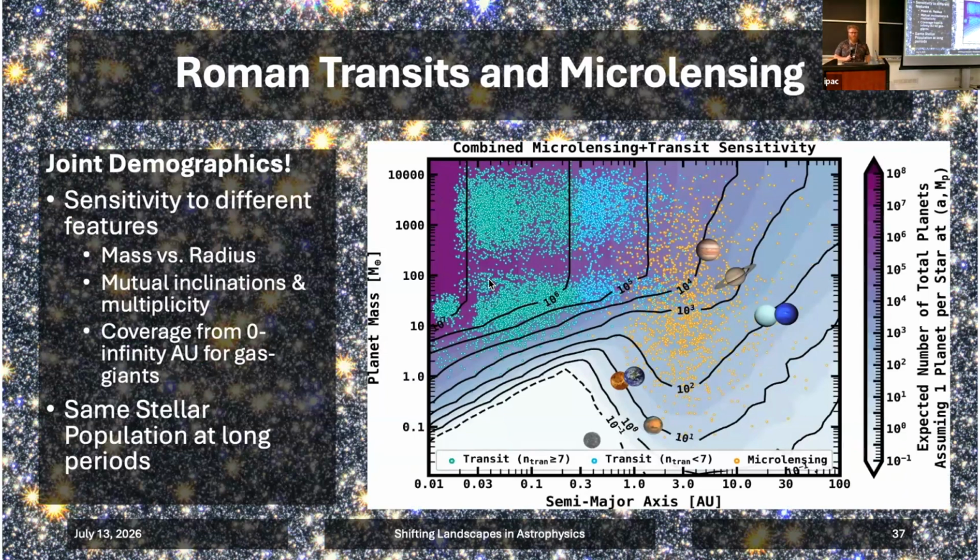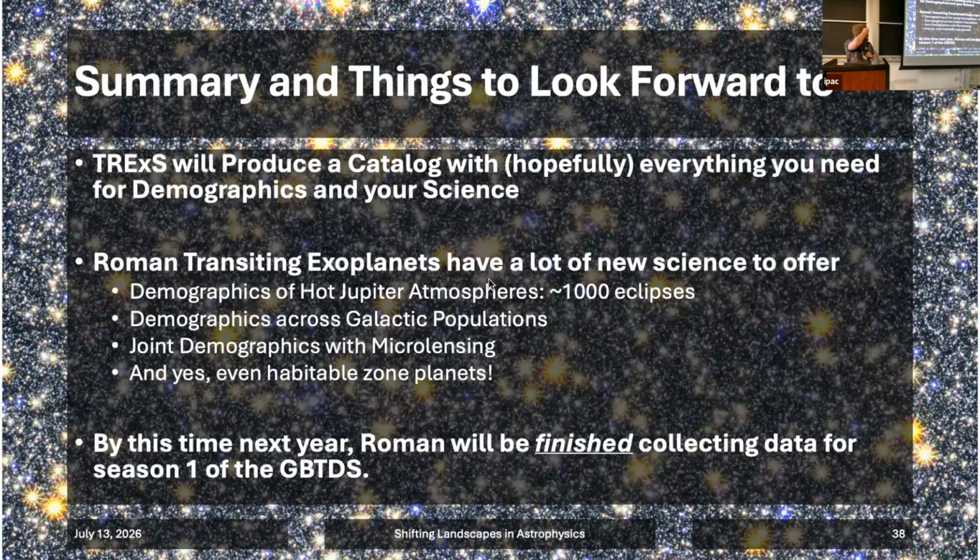And again, I think probably the way to do this is through forward modeling, and it's a result we'll learn how to do. But if we get this right, we have coverage from 0 to infinity of giant planets, from the shortest periods out to free-floating planets with no separation whatsoever. And that's the summary of things to look forward to.